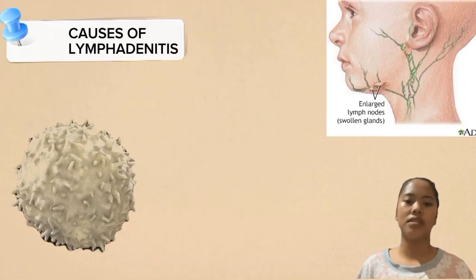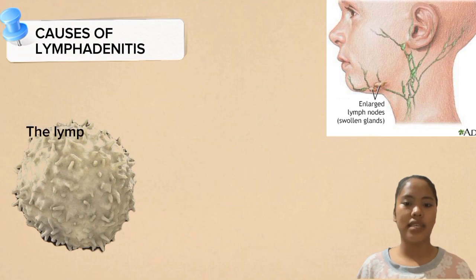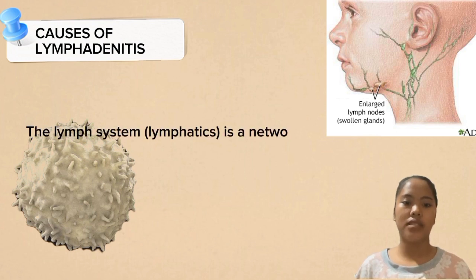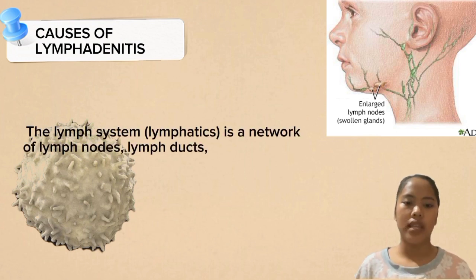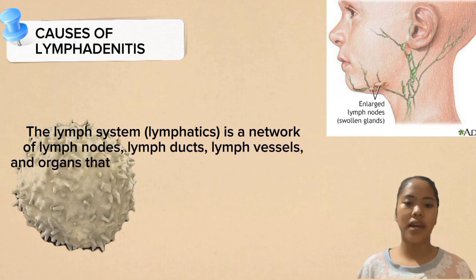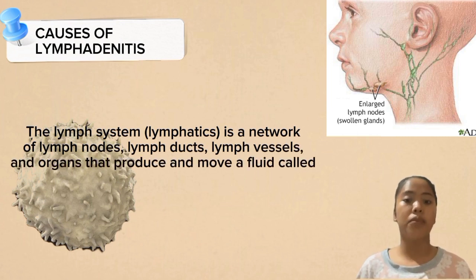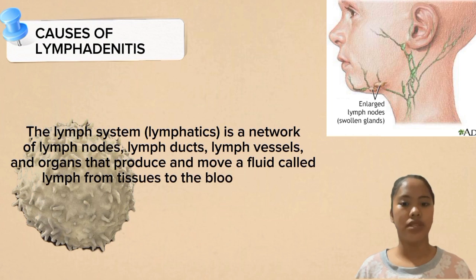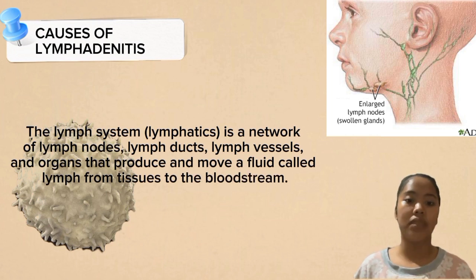The causes of lymphadenitis: the lymph system is a network of lymph nodes, lymph ducts, lymph vessels, and organs that produce and move a fluid called lymph from tissues to the bloodstream. The lymph glands or lymph nodes are small structures that filter the lymph fluid. There are many white blood cells in the lymph nodes to help fight infection.